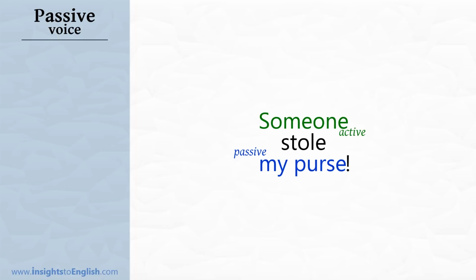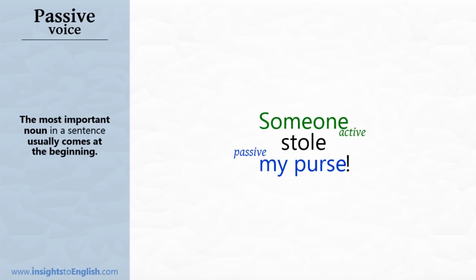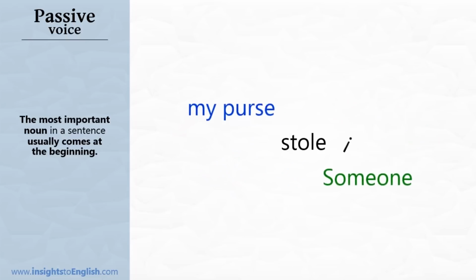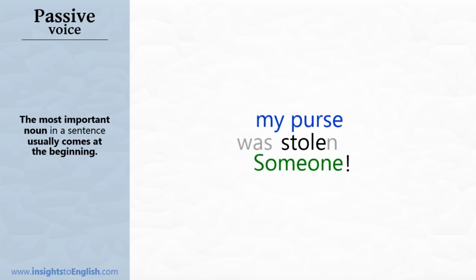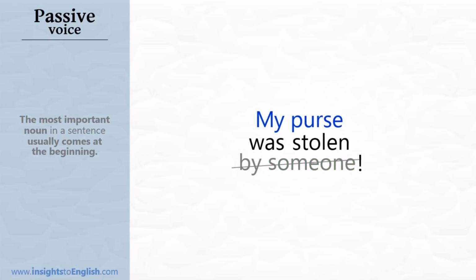Exactly. So, why are we talking about that someone and what he or she did? Remember, when we started, I said the most important noun is usually at the beginning. Well, can't we just switch them and put my purse at the beginning? That's a great idea. Let's do that. We'll need to change a few more things as well, but when we finish, we'll get this sentence. My purse was stolen. That's a lot better, isn't it?